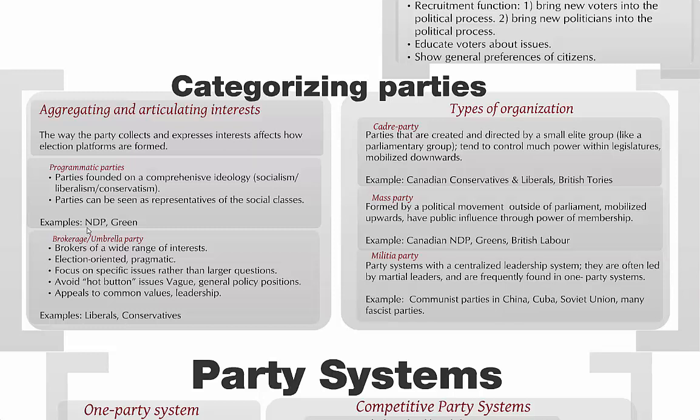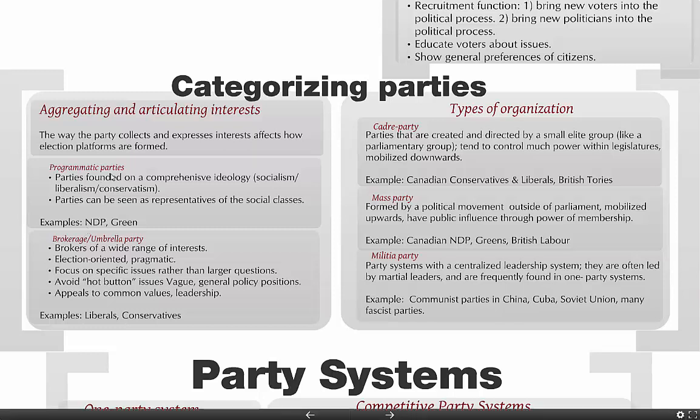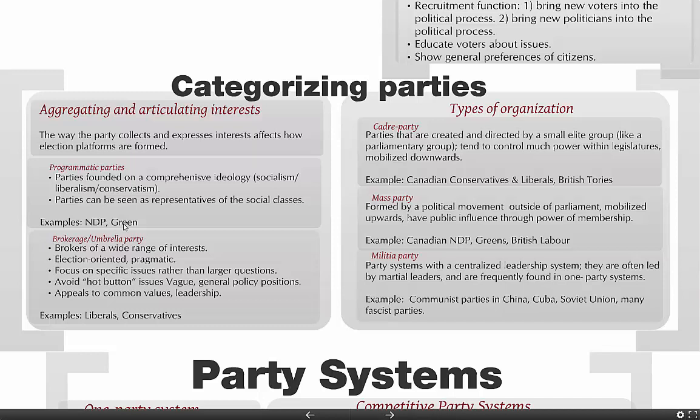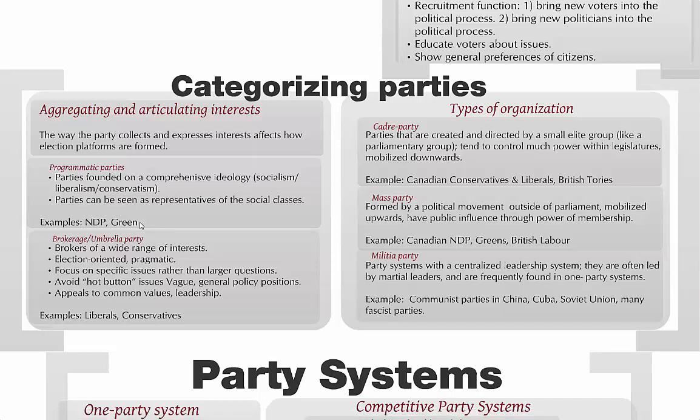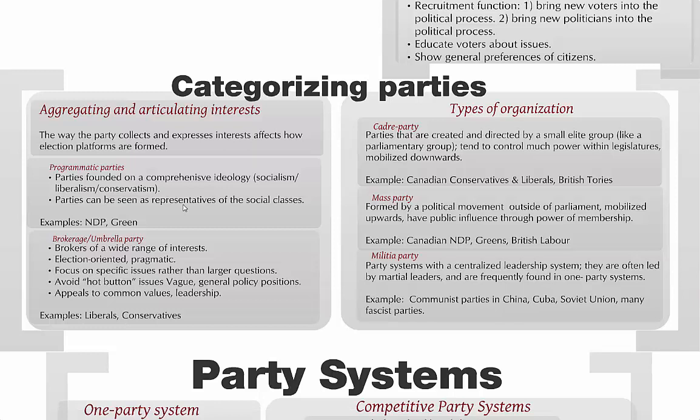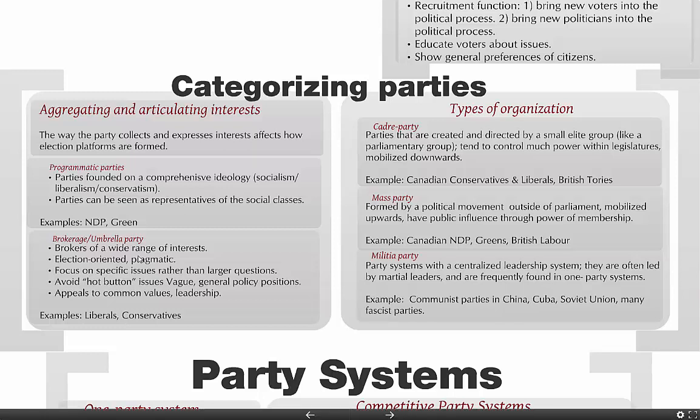And that's also a characteristic of programmatic parties. They tend to be smaller because they focus more on their ideology. That's the core voters, if you will. Same thing with the Greens. They tend to be smaller in most democracies, precisely because they focus more on the ideological purity of their particular ism. Another type of party is the brokerage or umbrella party.